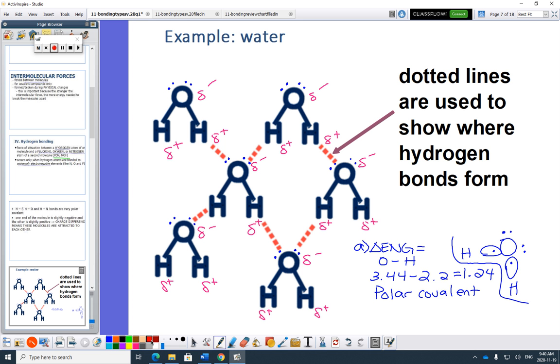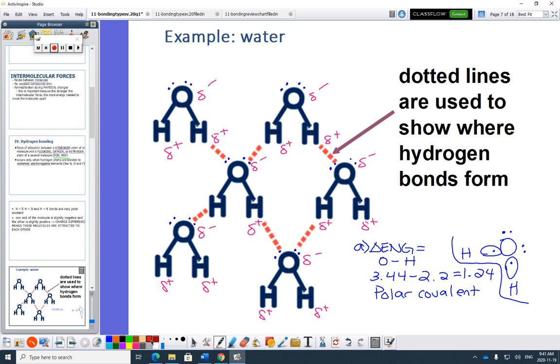Okay, good question. Now when you draw them in, you can see slightly positive attracts to slightly negative, slightly positive attracts to slightly negative, right? Opposites attract. In order to show the difference between intramolecular and intermolecular, we use solid lines and dotted lines. The solid lines, like this bond here, is the polar covalent. That's intramolecular between atoms, which are always stronger than intermolecular, okay?